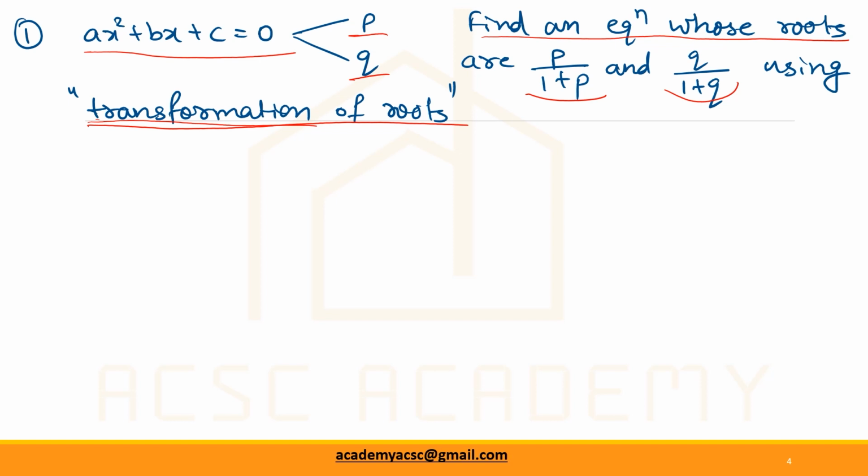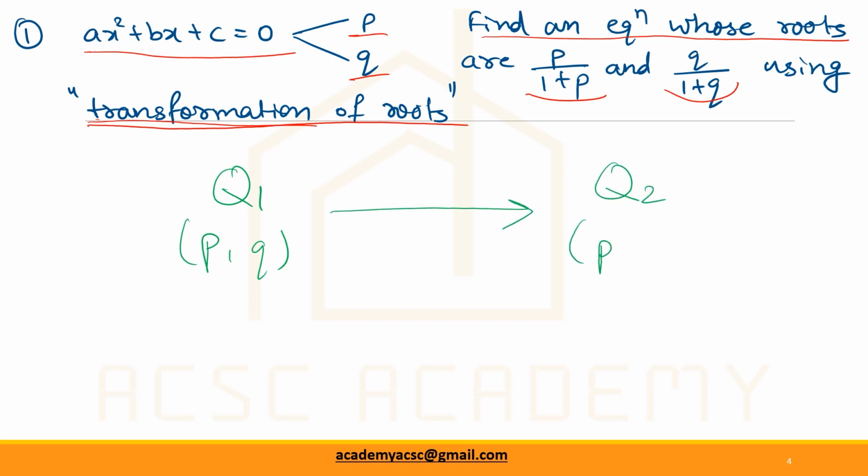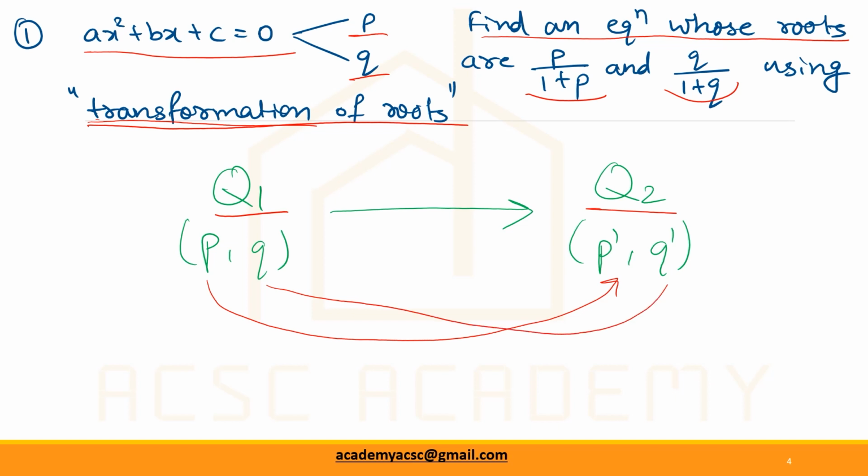So basically we have initially a quadratic given to us, q1, which has two roots p and q, and we are asked to find out a new quadratic q2. Let us say its roots are p dash and q dash. Now this is what we call a transformation. What actually happened is q1 got transformed into q2. How? Because we transform its root p into p dash and its root q into q dash.